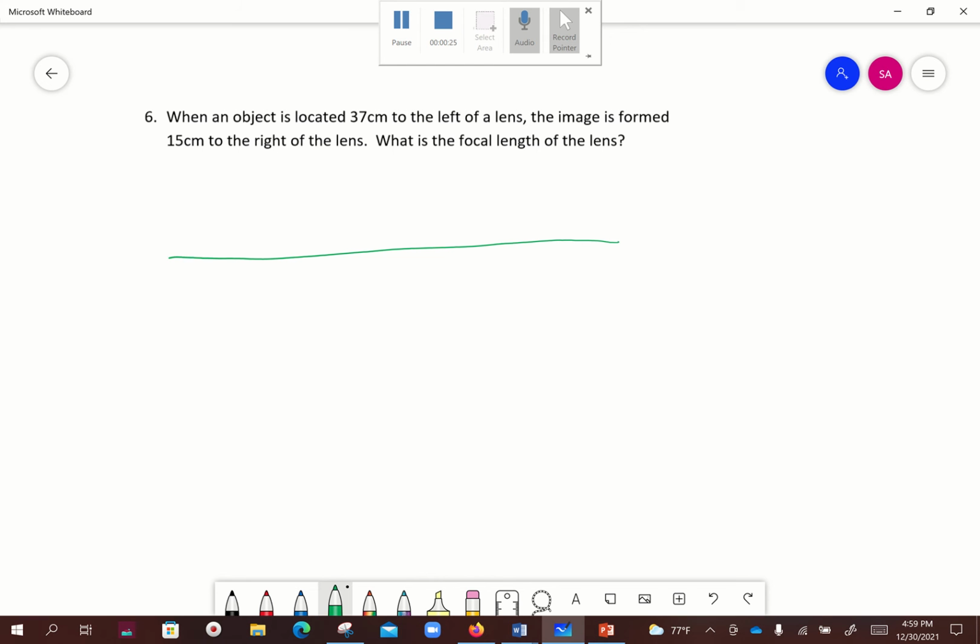Well, I know my object distance is 37 centimeters. Let me draw. Here's my mystery lens. I'm going to draw it as a dashed thing. I don't know whether it's curving in or curving out. My object is over here, 37 centimeters on the left side. So that's my DO. And my image is over here, 15 centimeters on the opposite side, on the right side. So DO is equal to 37 centimeters. DI is equal to 15 centimeters.